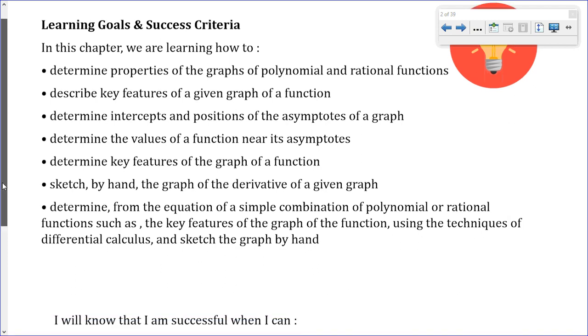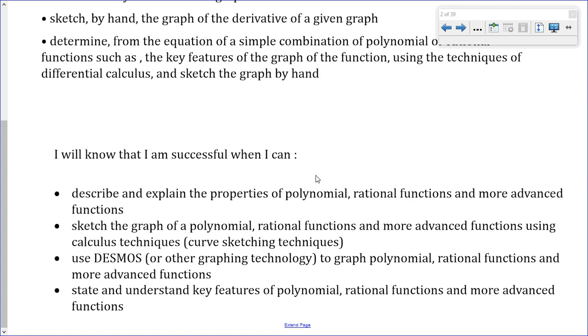Okay, so the learning success criteria would be: how to describe and explain the properties of polynomial, rational, and more advanced functions, sketching the graph of a polynomial, rational, and more advanced function using calculus techniques, so curve sketching techniques, using Desmos or other graphing technology to graph these functions, and stating and understanding key features of polynomial and rational functions or more advanced functions.